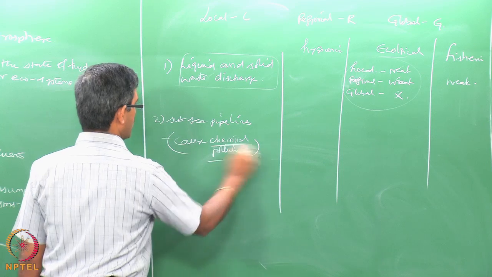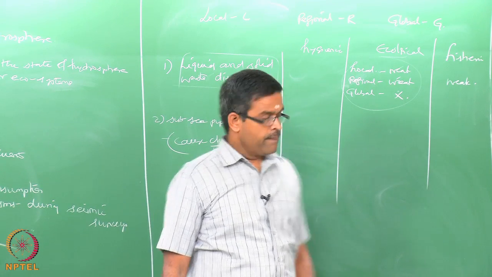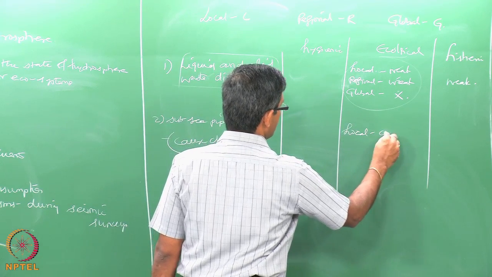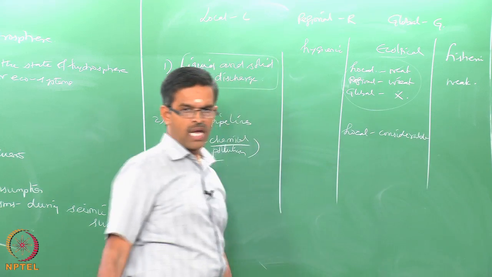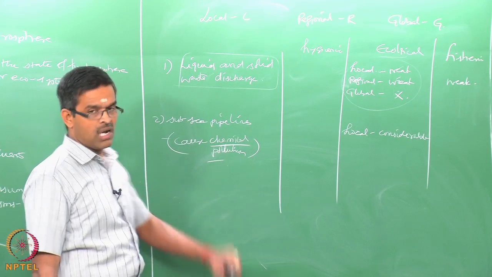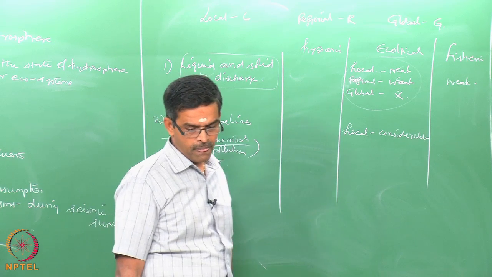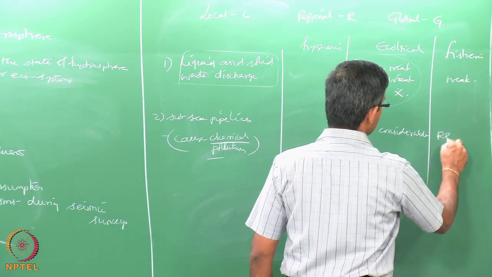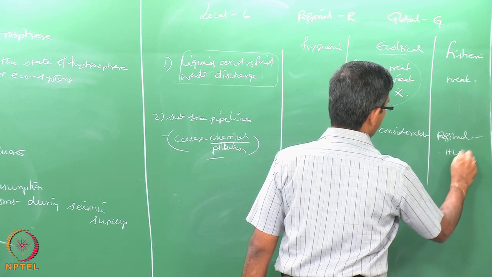It is responsible for chemical pollution. In the local sector, it has a very considerable impact, because a high volume of chemical may be discharged from the leak pipes, which are very important, and in the fishery sector regionally it causes very high impact.